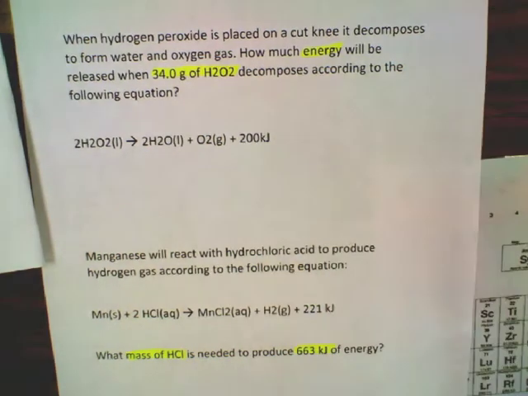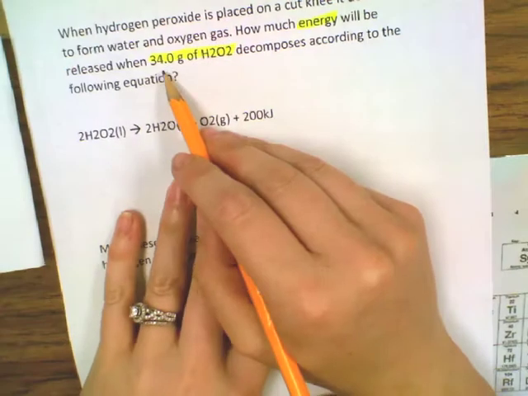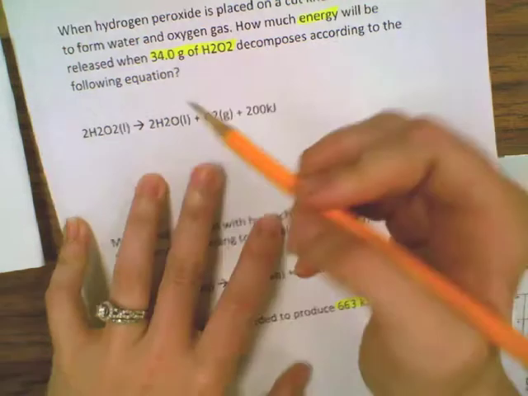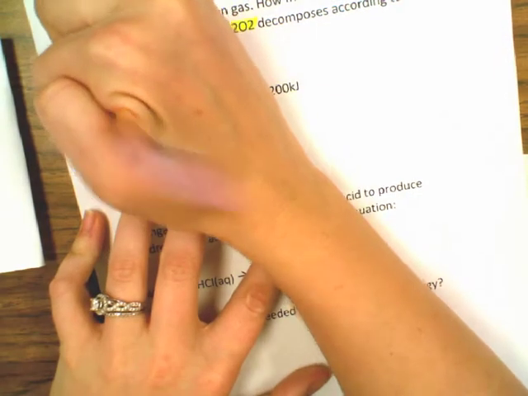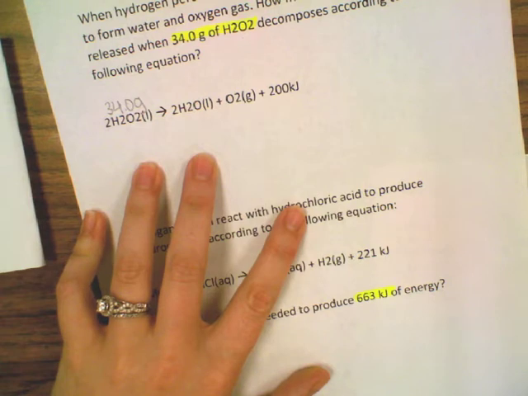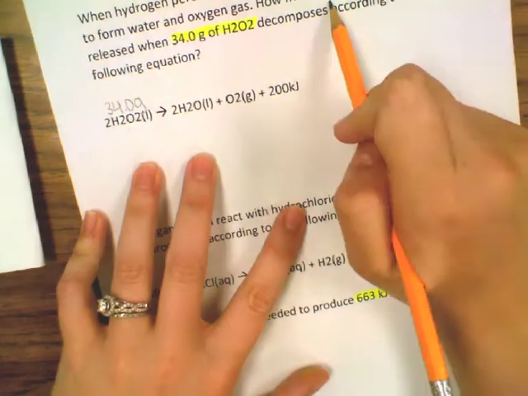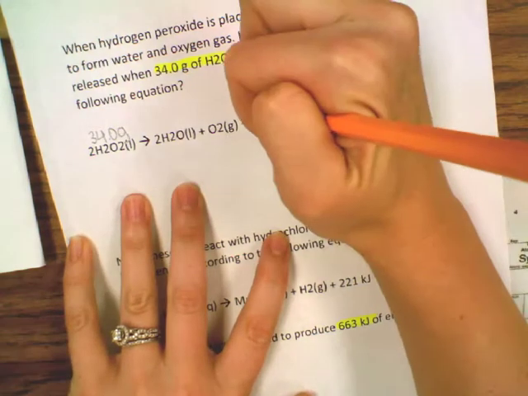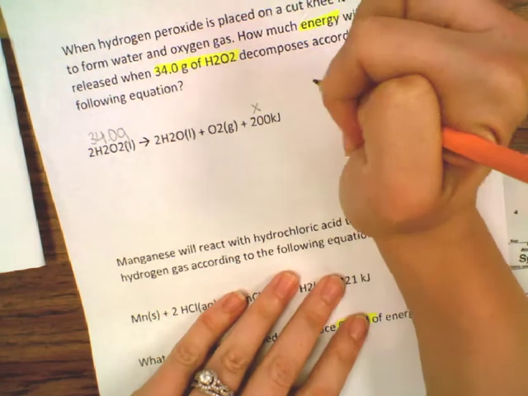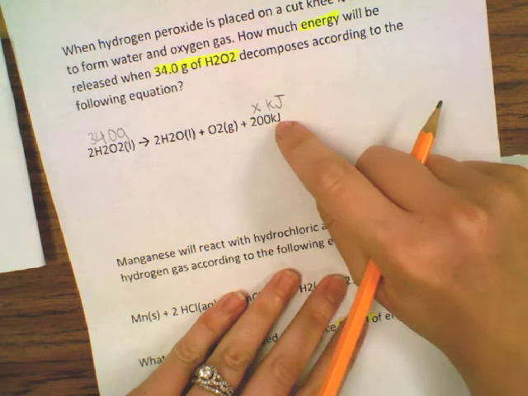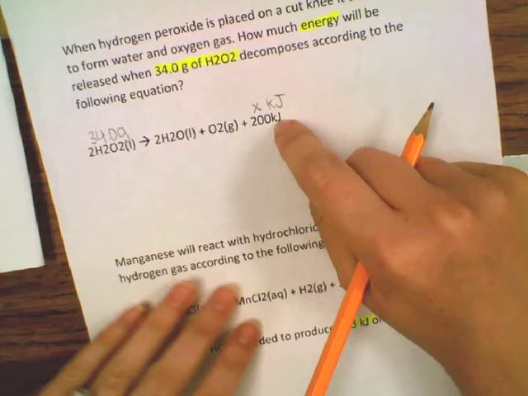decomposes? Okay, so the first thing we're going to do is write the given, so 34 grams of H2O2 right above that same molecule. So 34 grams. And we are asked to find energy. So energy is our unknown. So X kilojoules. Okay, so since we're looking for energy, I'm writing it above the energy that's given in the equation.